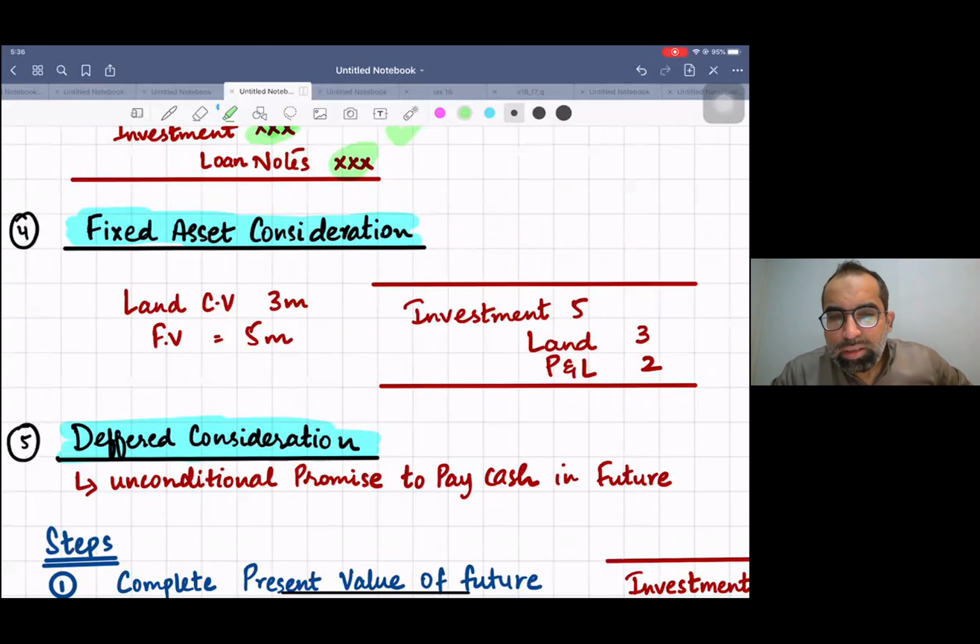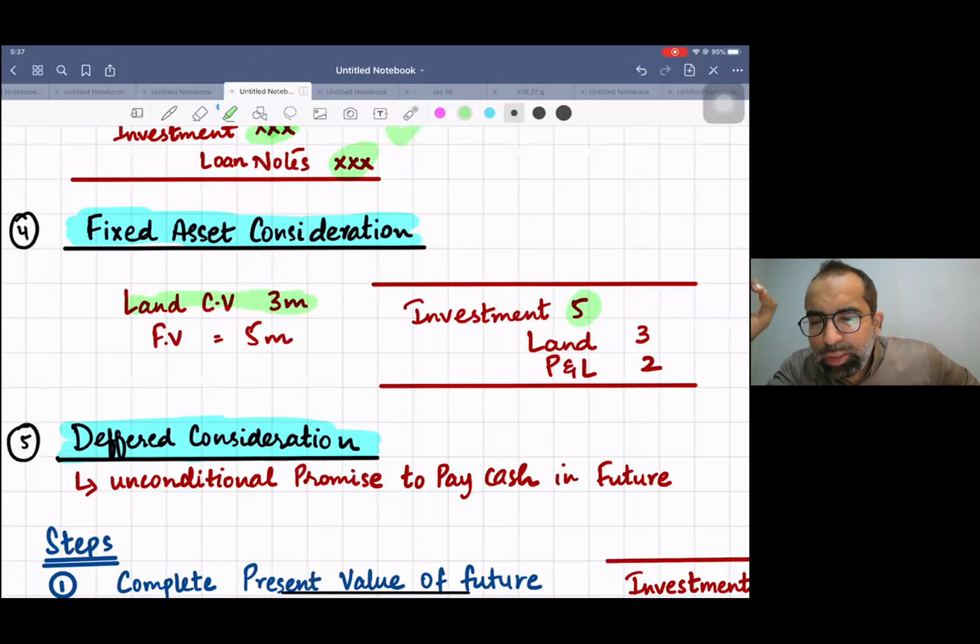Look here. Parent company has just bought the shares of S company, and in return, parent company has given a land or plant and machinery as a consideration. Yes, it is possible. So what will be the entry? Now wait, parent company has bought the shares with a market value of 5 million. So investment will be debited by 5 million, and the carrying value of our land at the date of this transaction is 3 million.